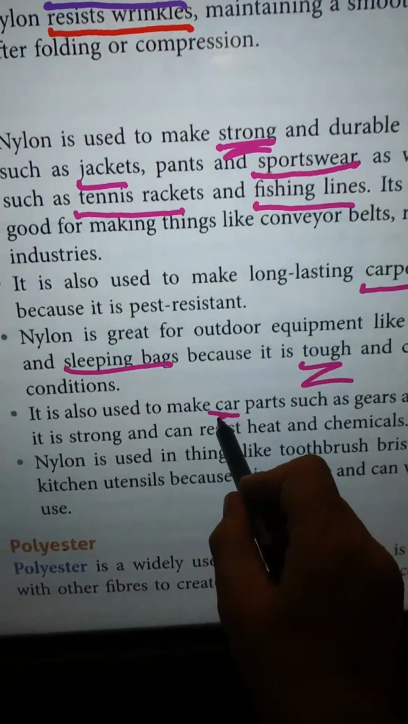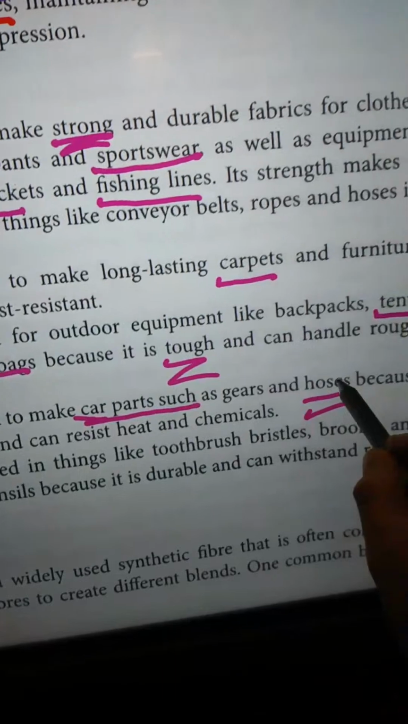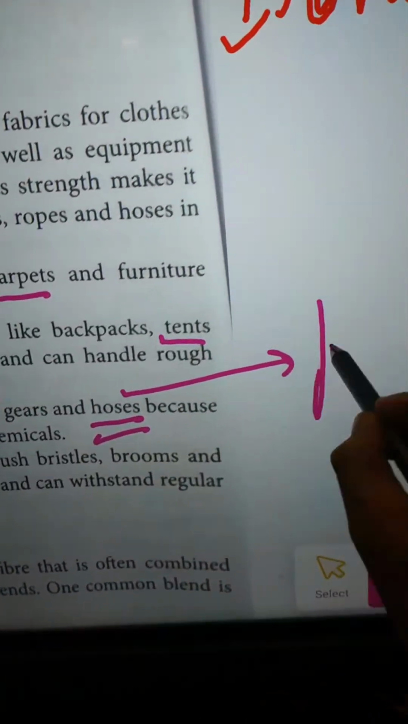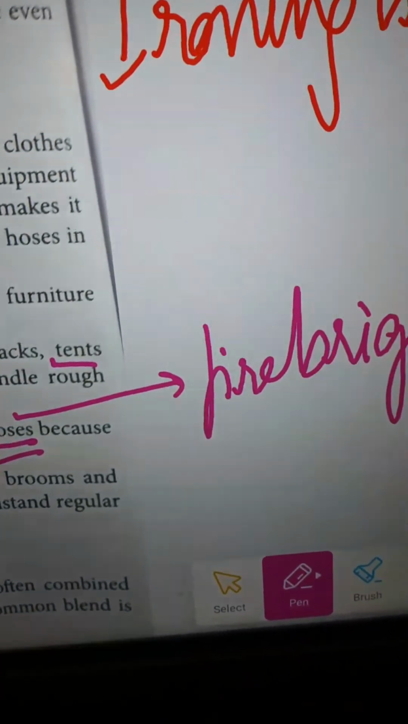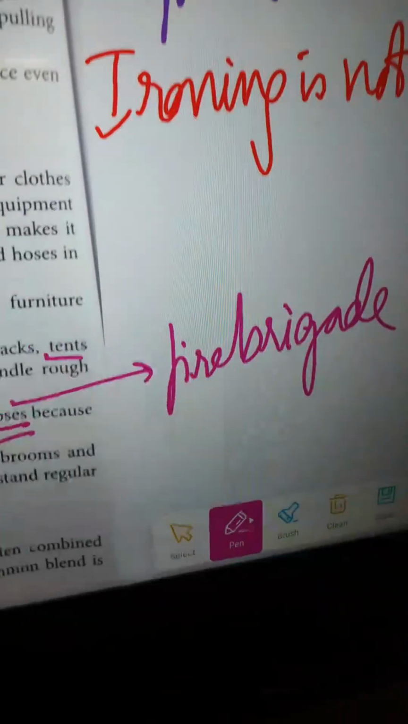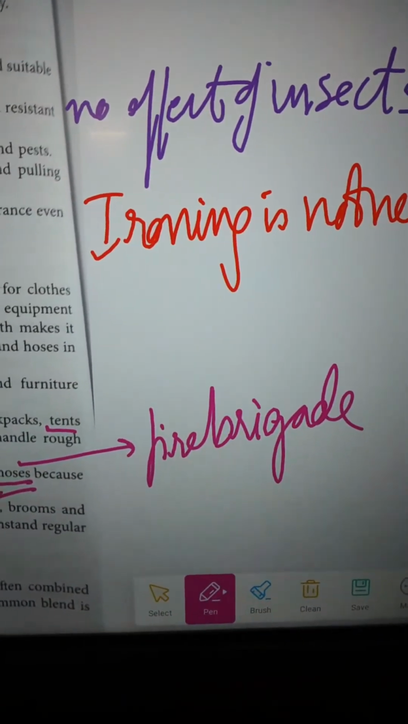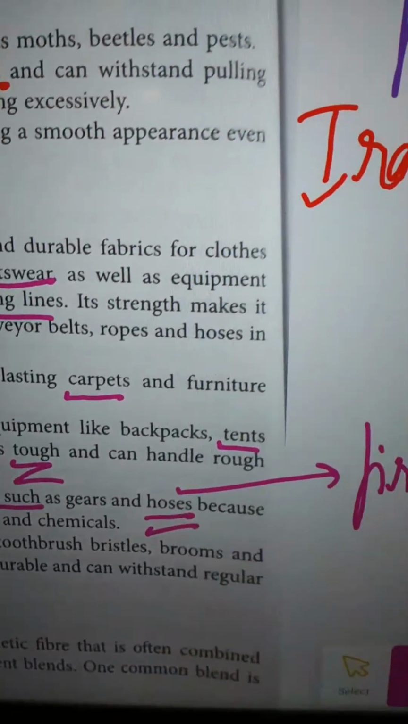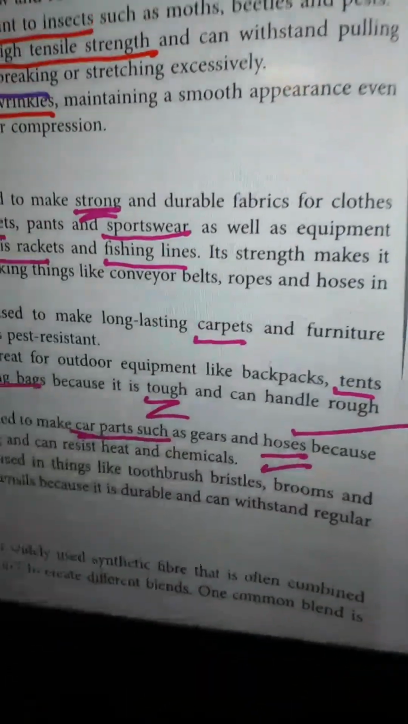It is used to make car parts, and hoses. Hoses means the thing used by the fire brigade. Fire brigade, you know, they have to extinguish the fire. So they have to throw water. The pipe which is used for that is made up of nylon.